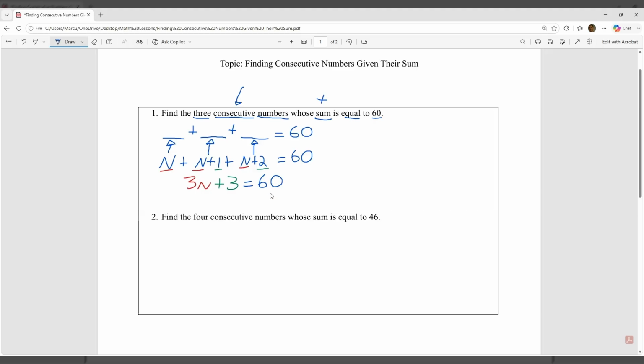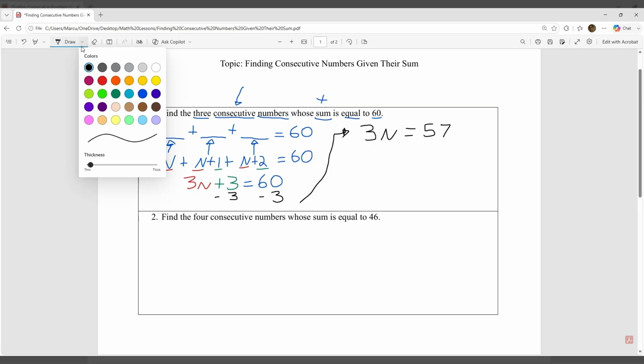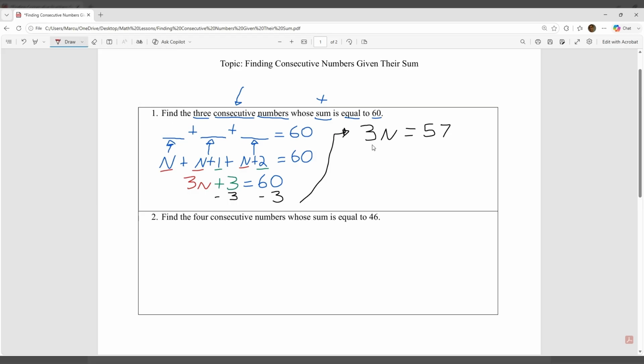So now that you have that, this is a two-step equation. So we need to solve in terms of n. In order to get rid of that plus 3, you're going to do the inverse operation. So we subtract 3 both sides like this. So I'm going to continue on the right side. So now we have 3n equals 57.